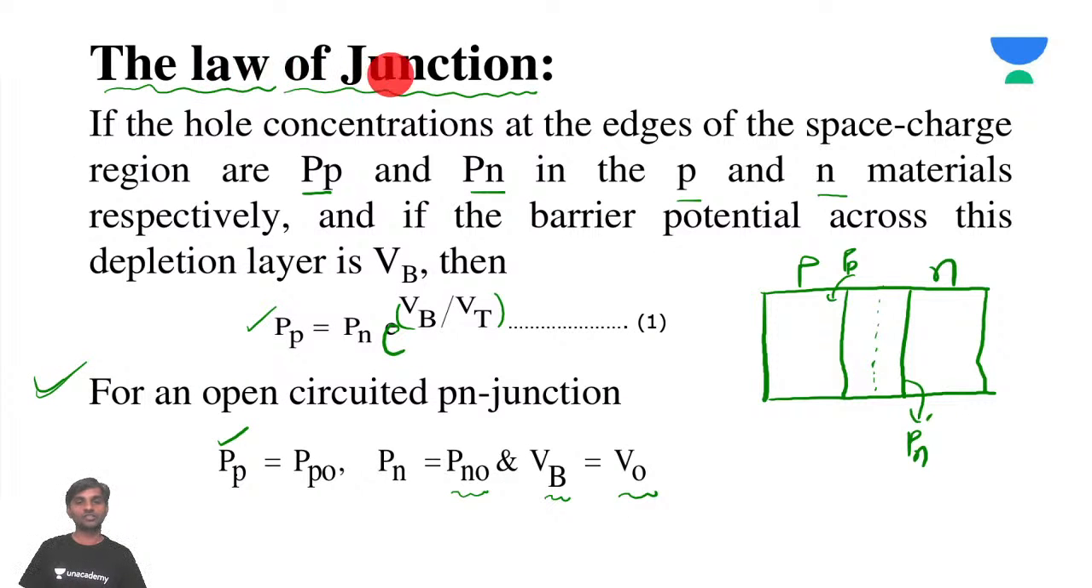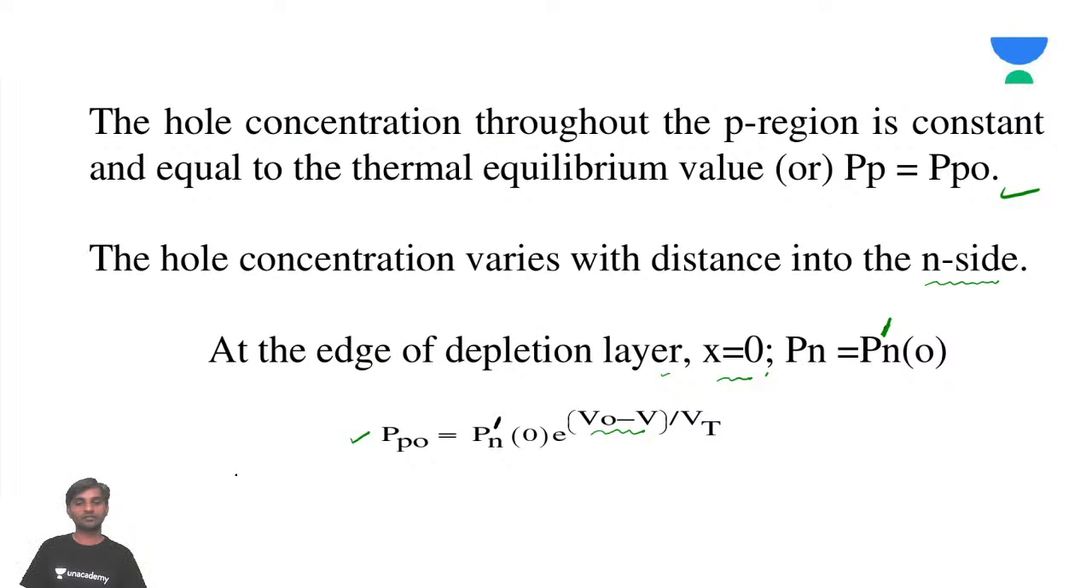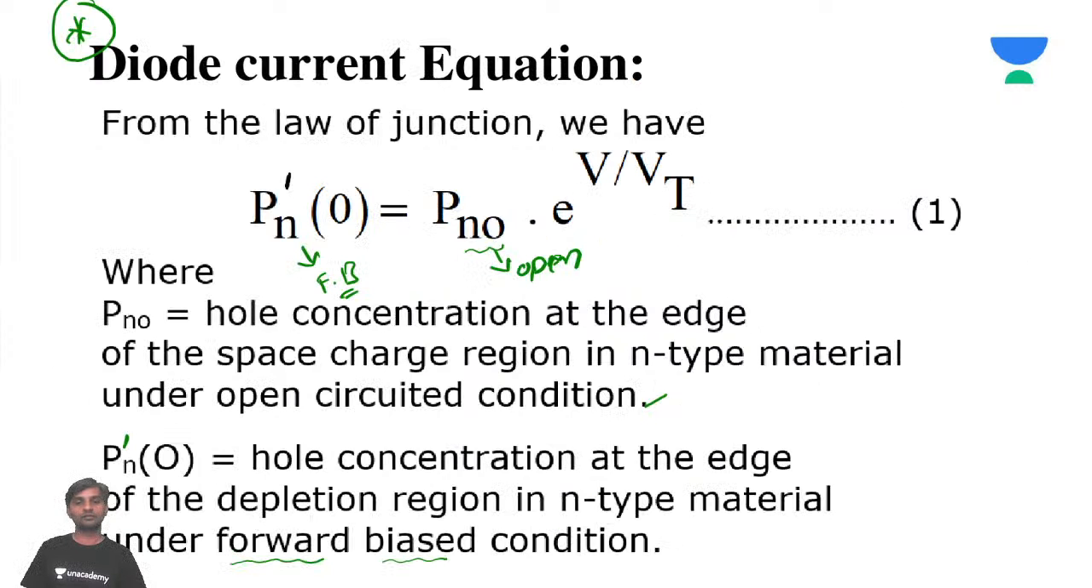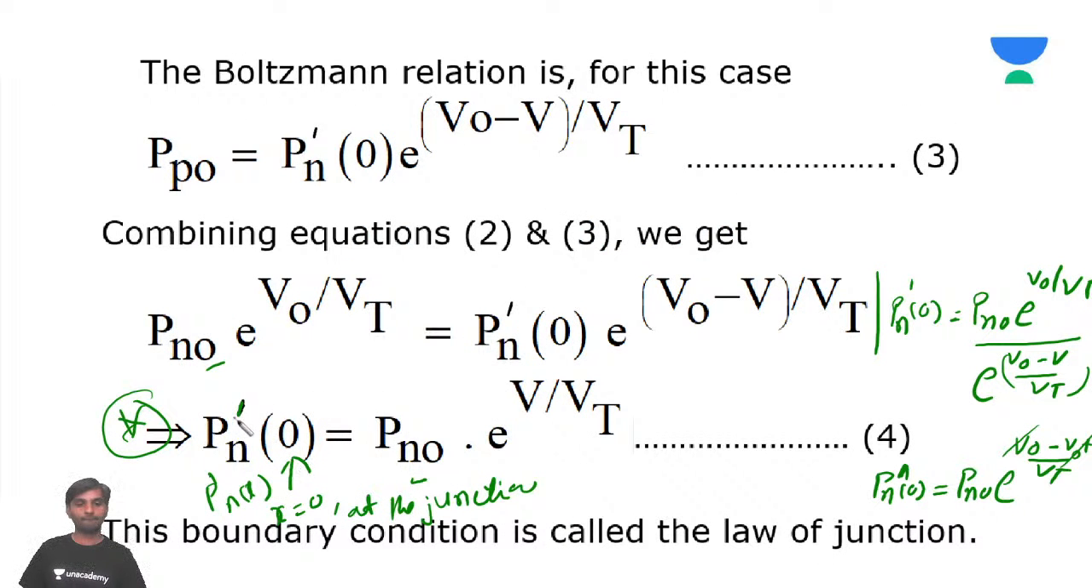Then here comes the law of junction. The law of junction explains that Pn of 0 is going to be Pn naught into e power V by VT. What is this? This is the concentration of carriers in the n region, which varies with respect to distance.